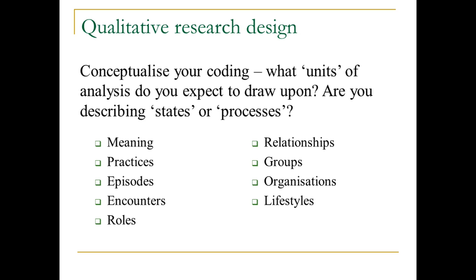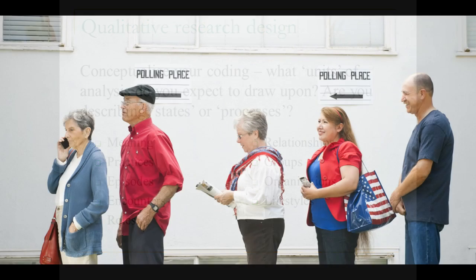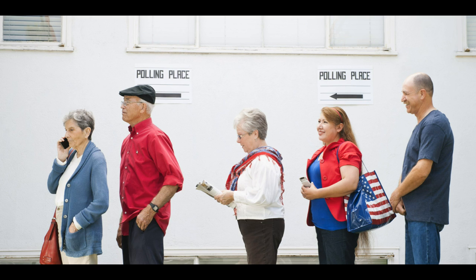And just a few examples of things that qualitative data can be investigated to unpack are things like how people describe meaning, what practices people engage in and why, a specific episode in an organization's history, people's encounters with each other, the roles that people take on in an organization, relationships between people, how groups behave, how organizations behave, or how lifestyles are constructed. All of these are things that you could investigate, but the more precise you are about what your unit of analysis is, the more precise your analysis at the end of the data collection will be.